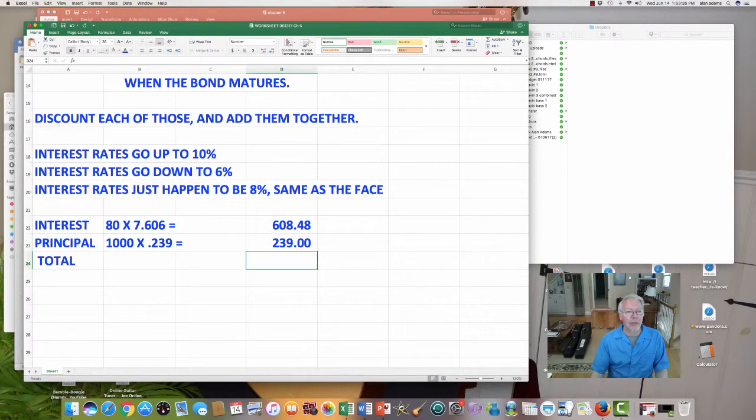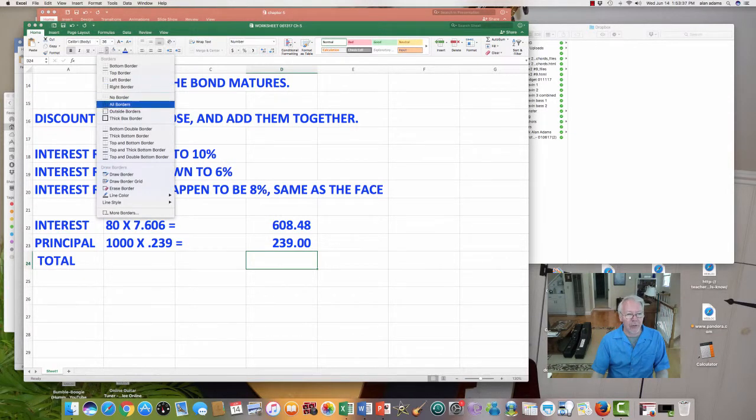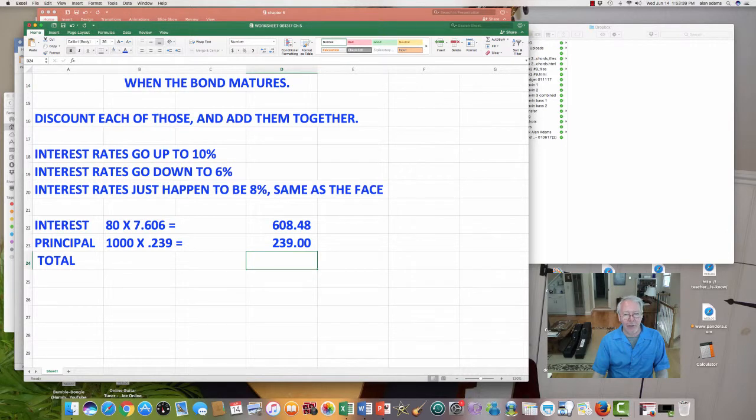So to value this bond, now that we've discounted everything, you can combine these factors, add them together, and you get $847.48. That is how much that bond will sell for today, all things equal.